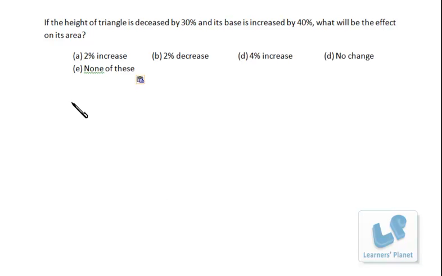Further, if the height of a triangle is decreased by 30% and base is increased by 40%, what will be the effect on its area? Now you can do this problem mentally. How to do it? 10 into 10, initial area is 100. Now height is decreased by 30%, that means the new height is 7, and base is increased by 40%, that means the new base is 14. Now 14 into 7, that is 98. Initially the area was 100, now the area is 98, that means there is a 2% decrease.